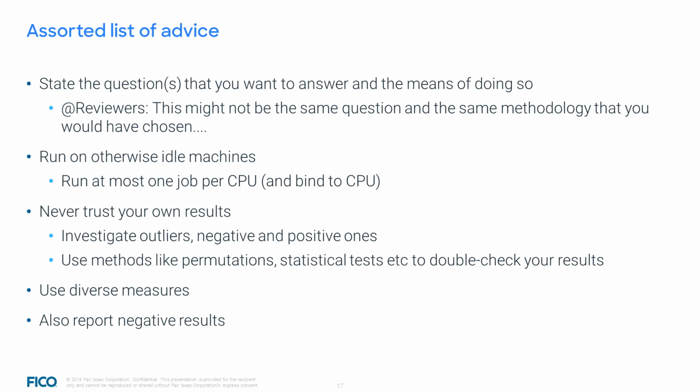Of course, a researcher should never trust results at a first glance, but investigate outliers, negative and positive ones. A good practice is the use of methods like permutations and statistical tests to double-check the hypothesis. Moreover, it is always preferable to have more than one measure to compare test runs against each other. Different measures might tell different stories, providing valuable insights on the tested algorithm.